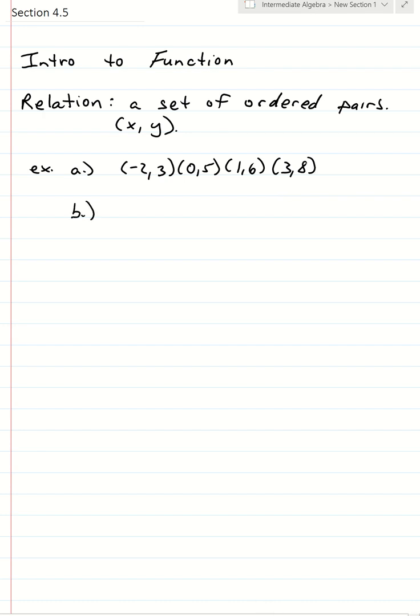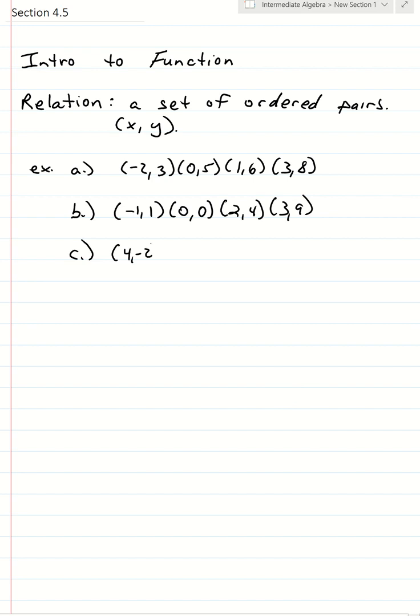Let's take a look at another example. Let's say we have the ordered pairs (-1, 1), (0, 0), (2, 4), and (3, 9). Here we have another example of a relation because it is a set of ordered pairs. There's a distinct mathematical relationship from part A, and there's also a distinct mathematical relationship that creates set B, example B.